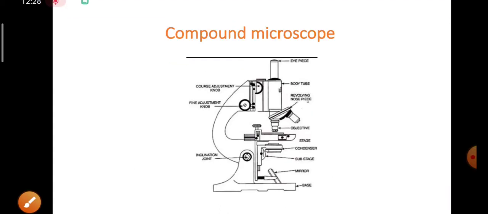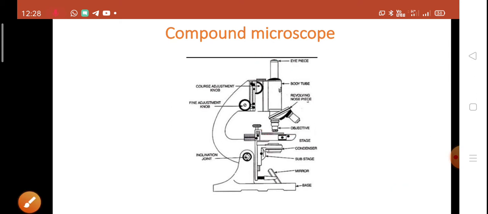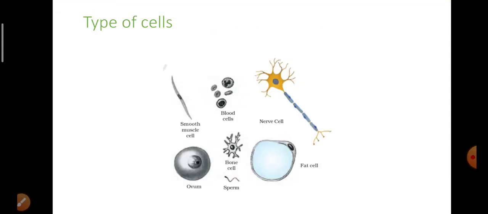Okay. Now, see the structure of the compound microscope. We can put the slide over here, and we can see from this hole. So, this is the eyepiece. We can put our eye here and observe the slide, so we can see the cell structure, and that is the box-like structure.